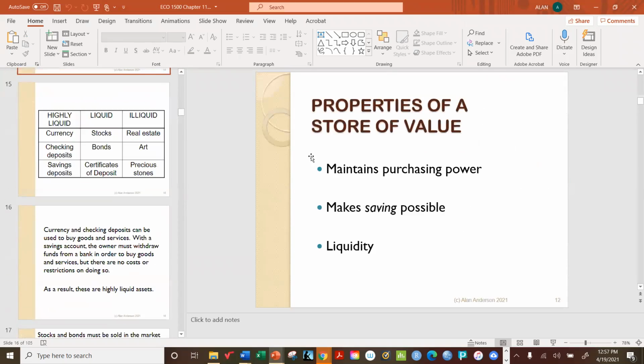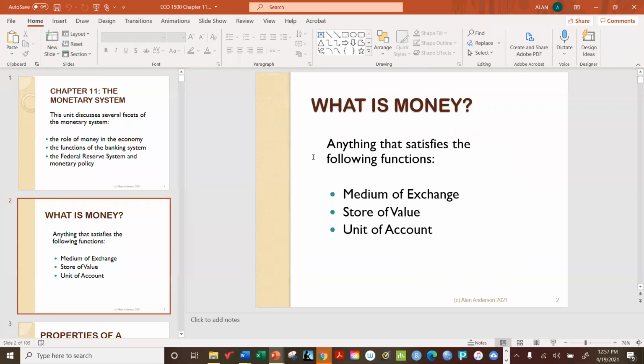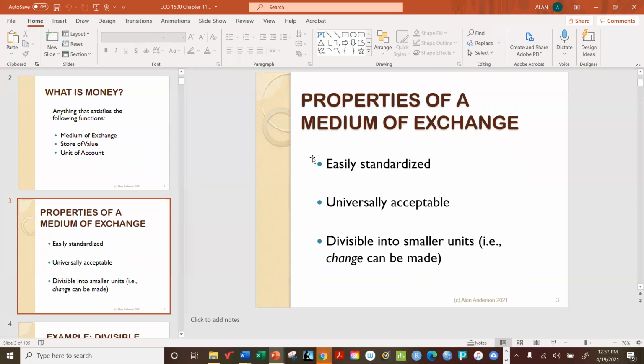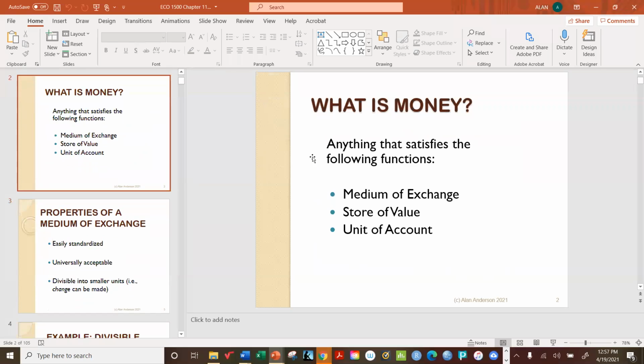We learned about the different functions that money requires in order to act as a form of money. In other words, any asset that provides the following functions: medium of exchange, store of value, and unit of account, could be defined as a form of money. So it's a pretty broad definition. This is something that economists have come up with.